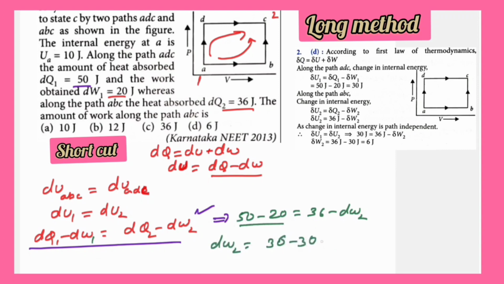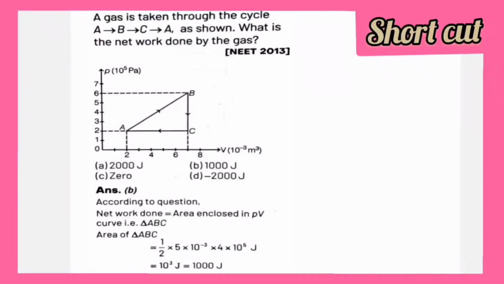36 minus 30, it is going to be 6 joules is going to be our answer. That's it. Thank you very much. Can you solve this problem without pen and paper? Here there is a solution, but can you solve this problem without any solution, without pen and paper?